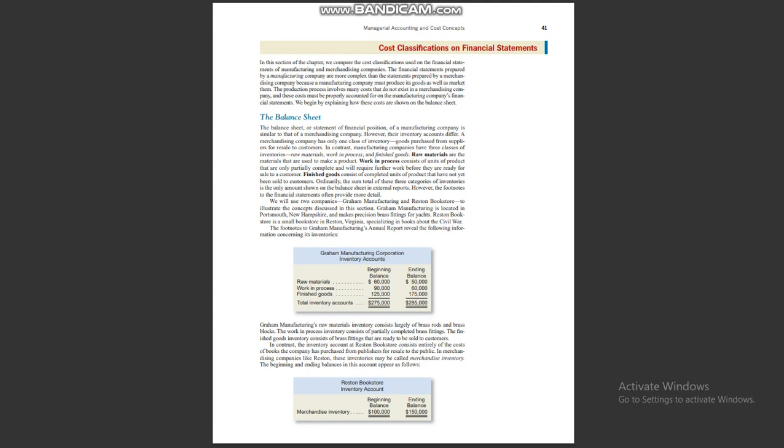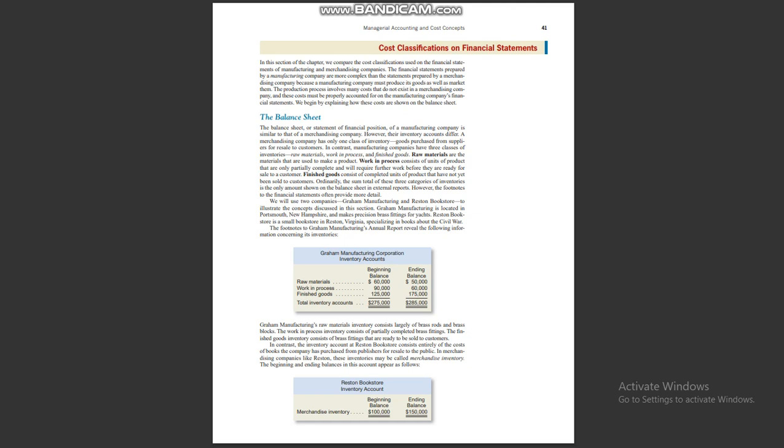The balance sheet, or statement of financial position, of manufacturing companies is similar to that of merchandising companies. However, the inventory accounts differ. A merchandising company has only one class of inventory: goods purchased from suppliers for resale to customers. In contrast, manufacturing companies have three classes of inventories: raw material, work in process, and finished goods.